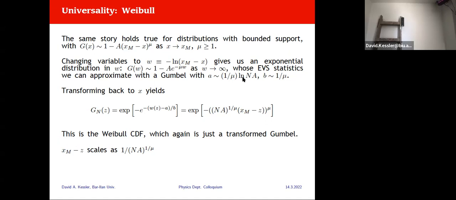You again change variables to W, which is log of xm minus x. You get an exponential distribution in W. You take the same game. You get this distribution. And this distribution has a name too. This is called the Weibull distribution. And now again, Weibull is nothing but Gumbel in disguise. So that's what Fisher and Tippett discovered, that there are three classes of distributions, and it's always one of the three. The EVS statistics are either Gumbel or Frechet or Weibull. You ask me, they're always Gumbel in the right variable.